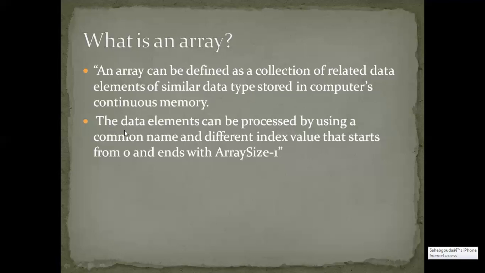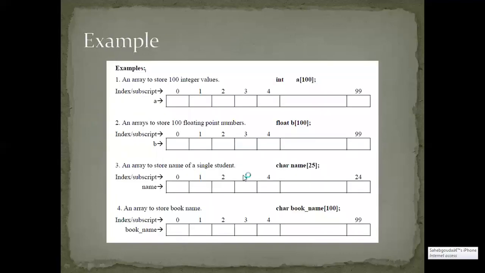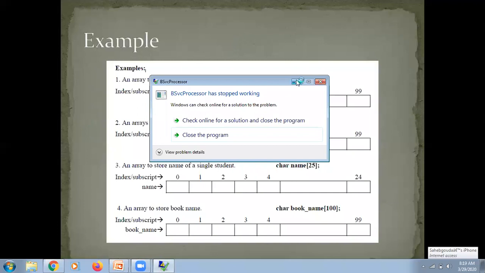Next, the data elements can be processed by using a common name and different index values that start from 0 and end with array size minus 1. Remember always, the index value of the array will always start with 0, and it always ends with the array size minus 1. So in this slide, we have gone through how we can define the array and how data elements can be processed by using the array.